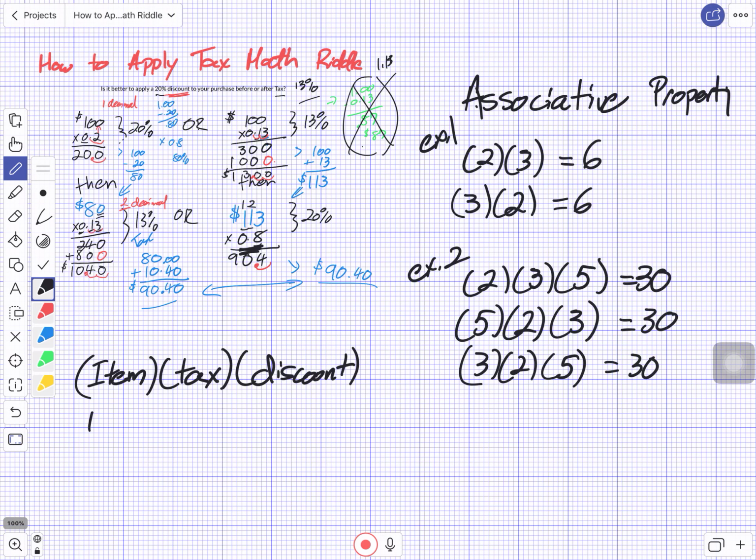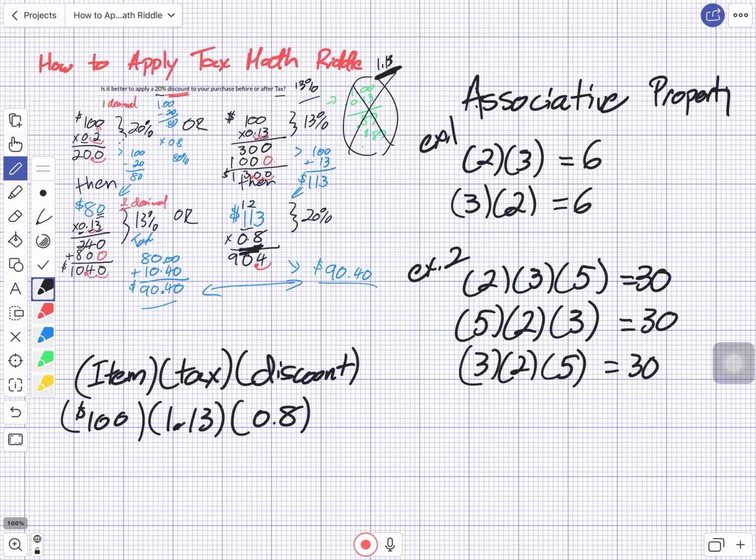So our item was $100. Our tax was 13%, but we could have also multiplied. Remember I said we could have multiplied by 1.13? That's really important here. That's how we would multiply this. We'd say 1.13. And then the discount, instead of multiplying by 20%, we said we multiply by 0.8, right? That way we don't have to do that addition or subtraction.